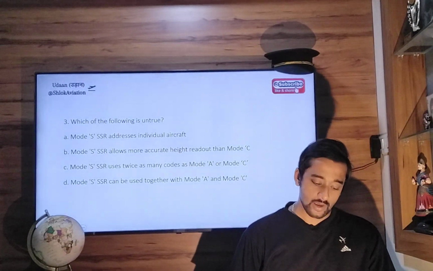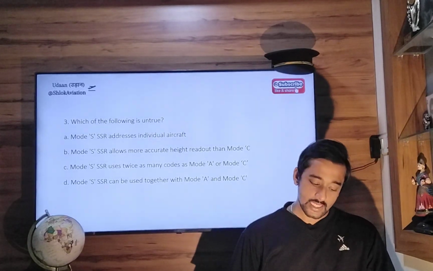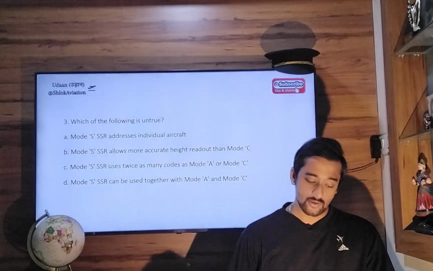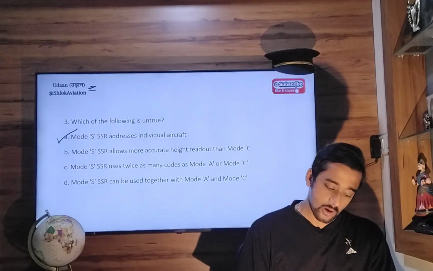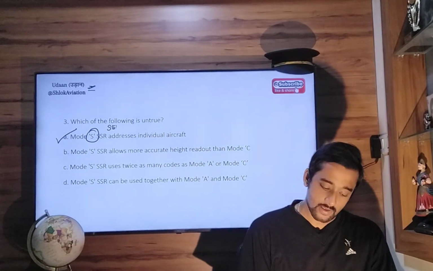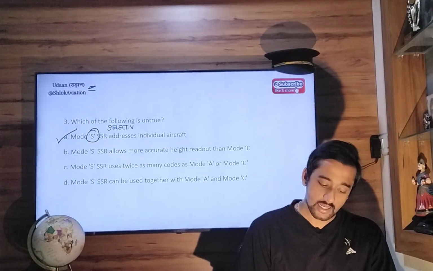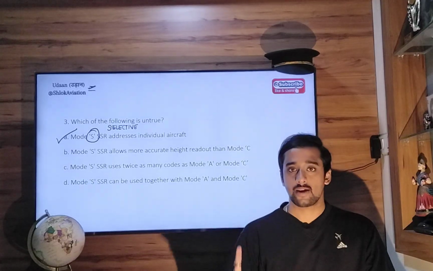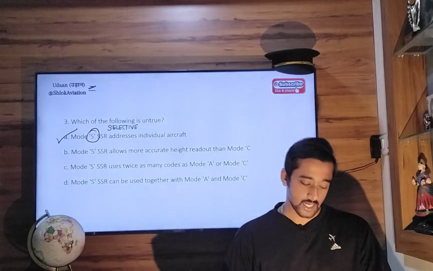Next, which of the following is untrue? Mode S addresses individual aircraft. Yes. The S in mode S stands for selective. So it will address individual aircraft, unique aircraft, one aircraft at a time.